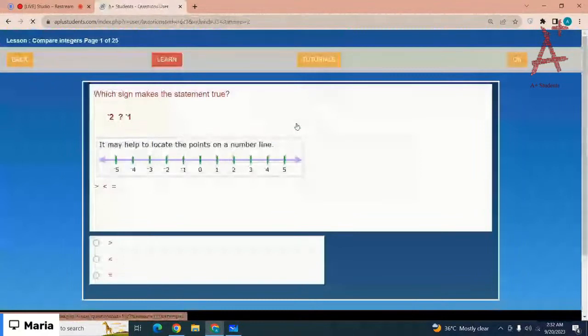Yes. Okay, which sign makes the statement true? Negative 2 and negative 1. Is it greater, less, or equal? Which is the correct option?